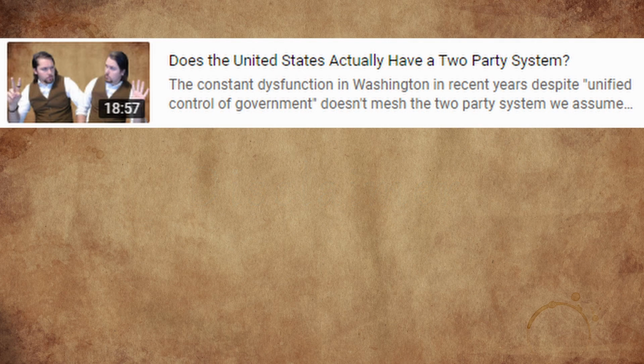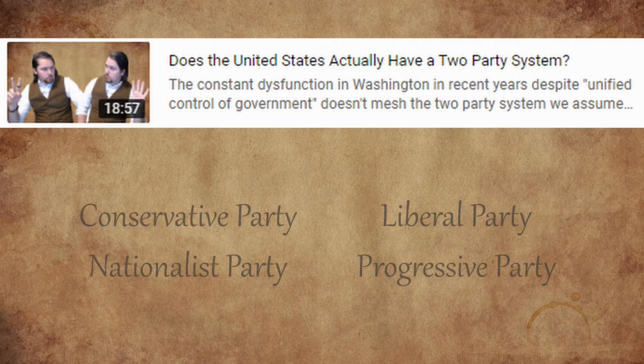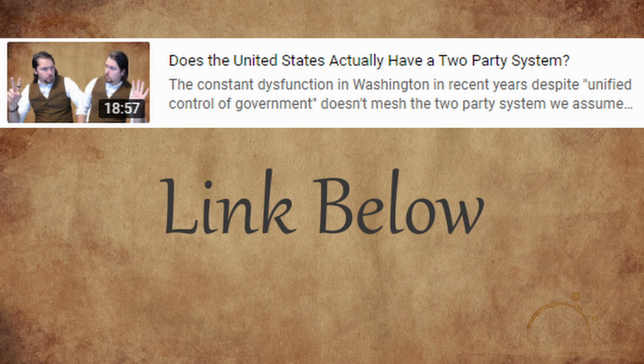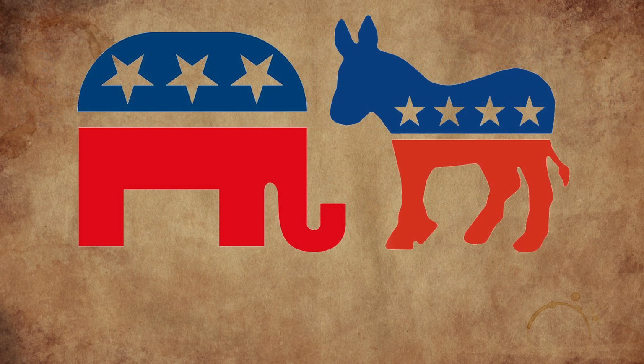In another video, I put forward the idea that the U.S. actually has four parties, and that the Republicans and Democrats are more accurately described as coalitions. I'll leave a link to that video in the description, but since both groups are considered parties by both U.S. legal standards and public perception, I will be referring to them as parties for the duration of this video.